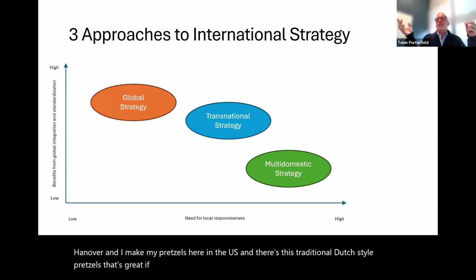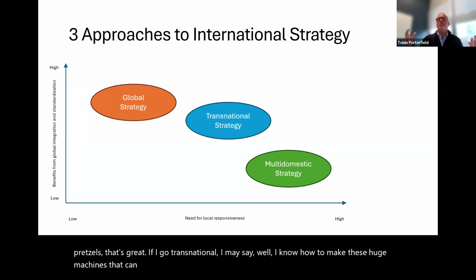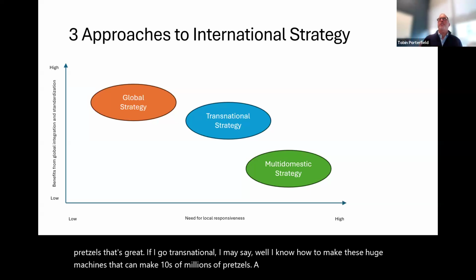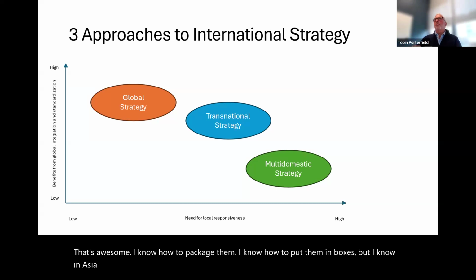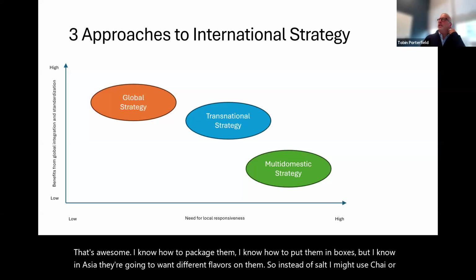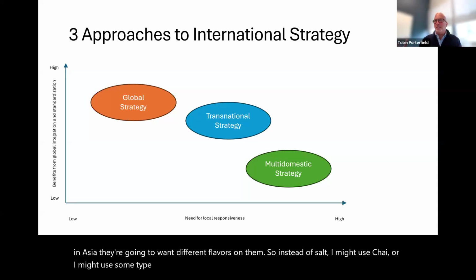If I go transnational, I may say, well, I know how to make these huge machines that can make tens of millions of pretzels a day. That's awesome. I know how to package them. I know how to put them in boxes. But I know in Asia, they're going to want different flavors on them. So instead of salt, I might use chai, or I might use some type of a tea type seasoning, or a jalapeno seasoning in South America.